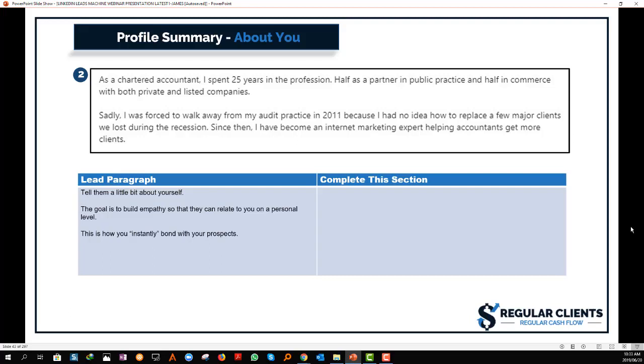So this is where we're literally trying to get inside their heads, because the minute we get inside their heads and we can at least articulate their problem better than they can, they automatically, as I said earlier, assume that we have the solution. So let me show you how I do that. So I say, as a chartered accountant, I spent 25 years in the profession. So if you're an accountant, I've already ticked the first box.